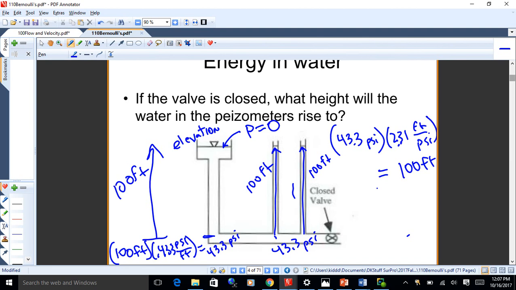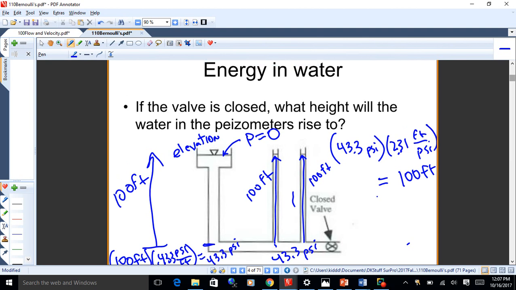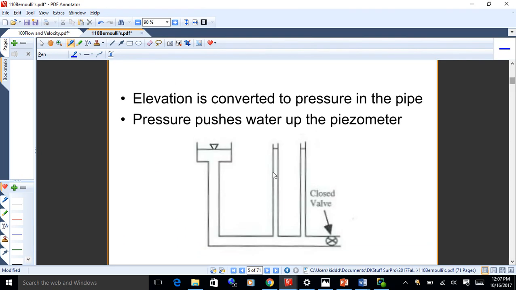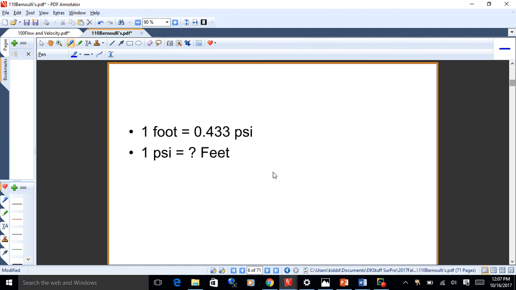So if you want to get a little bit fancy about how you're analyzing that, what's going on is you're taking elevation, changing it to pressure, and then changing it back to elevation. So there's a certain amount of energy in the water that you can convert into different forms. That's the idea, okay? So the elevation is converted to pressure in the pipe, and the pressure pushes water up the piezometer. Okay. So we got 1 foot is 0.433 psi, and 1 psi is 2.31 feet.